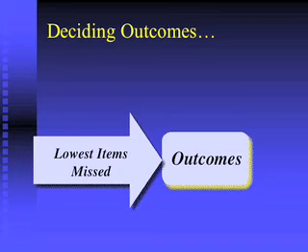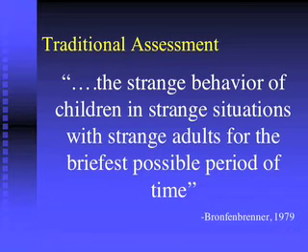Kind of an older way of deciding outcomes is one in which the team takes the lowest items missed on an assessment instrument and chooses those, translates those into outcomes. That doesn't really make a lot of sense, particularly since we usually use traditional assessment instruments to do this. As Bronfenbrenner tells us, traditional assessment is the strange behavior of children in strange situations with strange adults for the briefest possible periods of time.